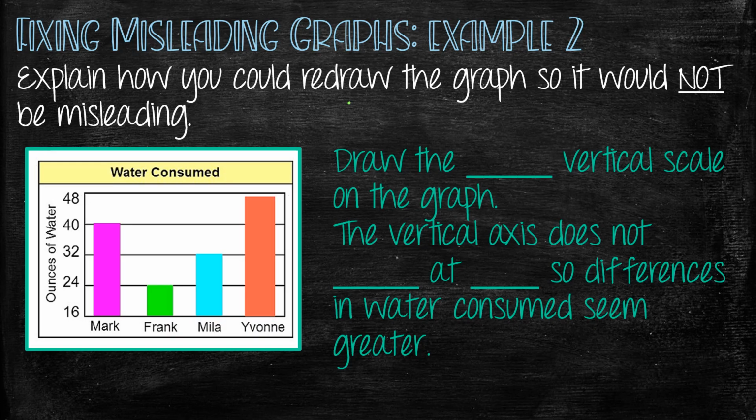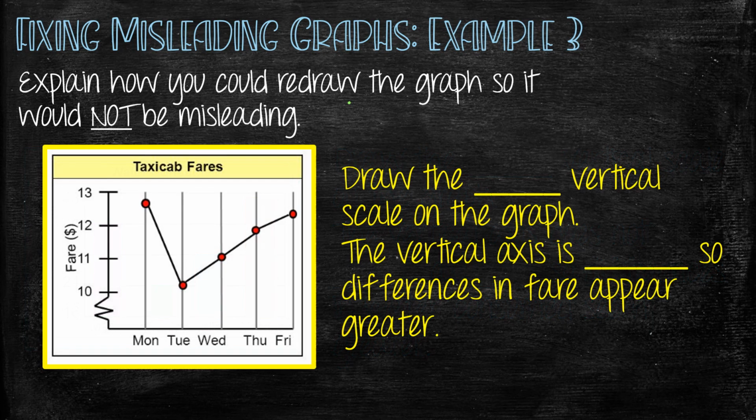Let's fix another one. Explain how you do that. Look at your graph. And once again, it is not starting at 0. So draw the entire vertical scale on the graph. The vertical axis does not start at 0, so differences in water consumption seem greater.